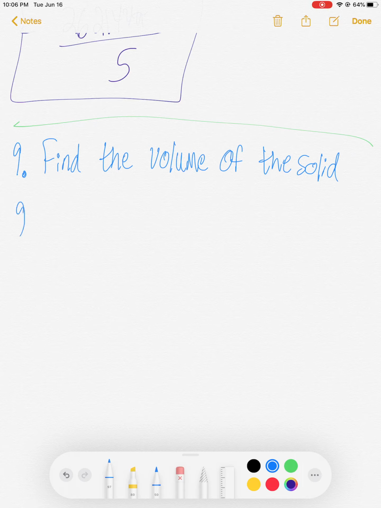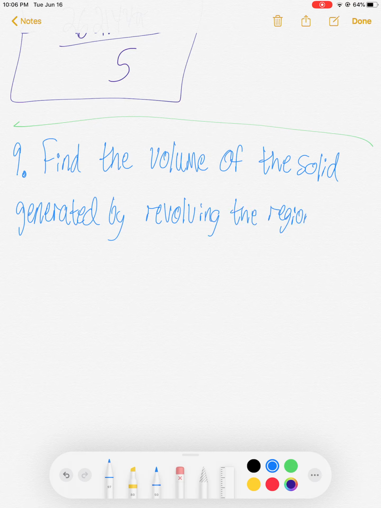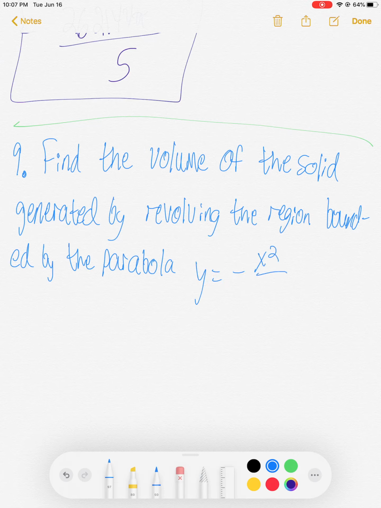Find the volume of the solid generated by revolving the region bounded by the parabola y equals minus x squared over 9 and the line y equals negative 1, about the following lines.